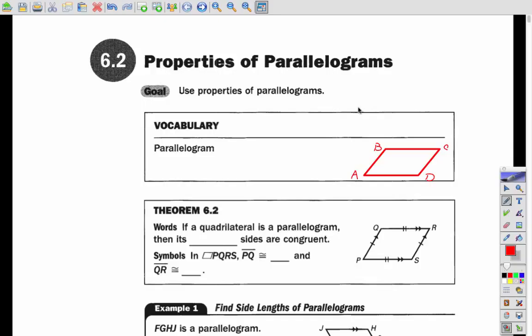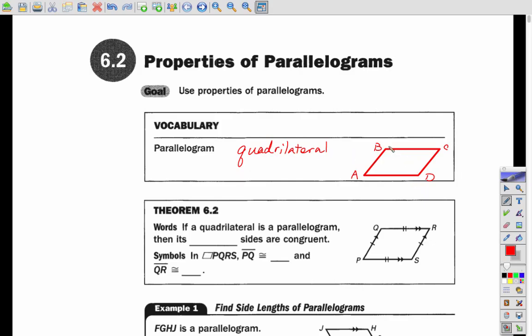6.2, we're going to study the properties of parallelogram. So first of all, we need to understand what is a parallelogram. A parallelogram is actually a very special quadrilateral. Remember, quadrilateral has four sides. I want to make sure I spell it right, a quadrilateral.